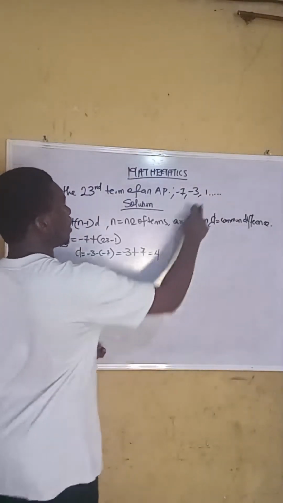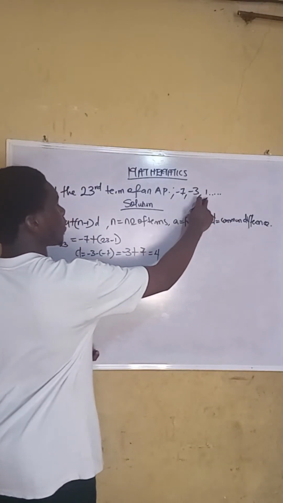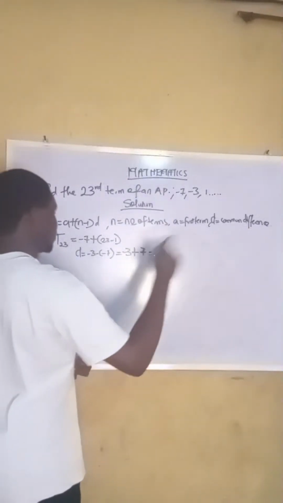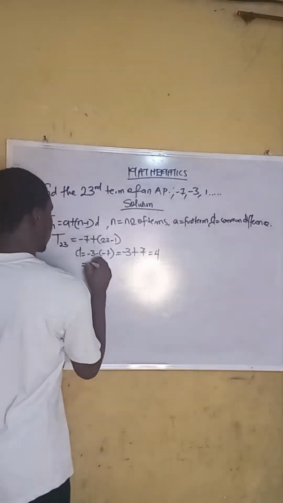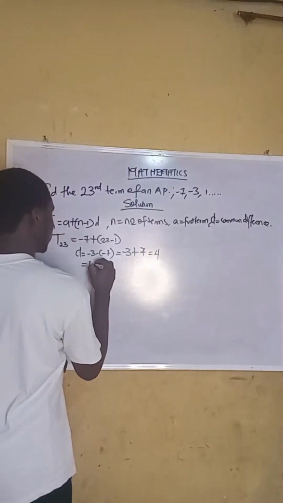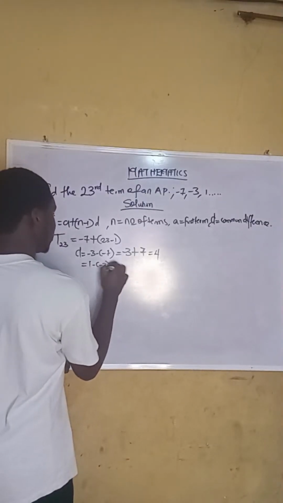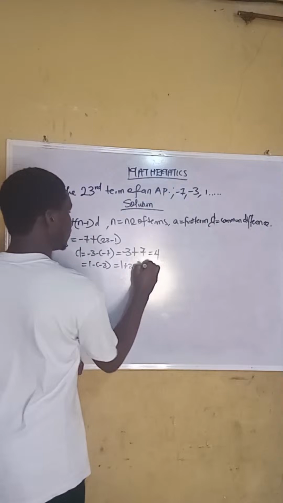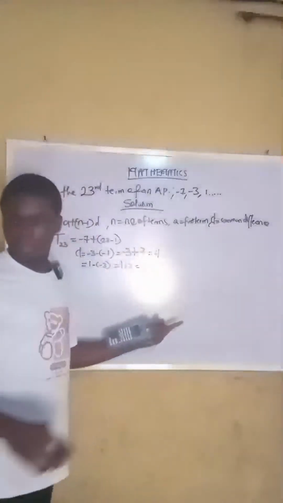If we also go again, like I said earlier, to use this other formula, third term minus second term, we have 1 minus 3, which is equal to 1 plus 3, which is 4 as well. So as you can see, they are both the same.